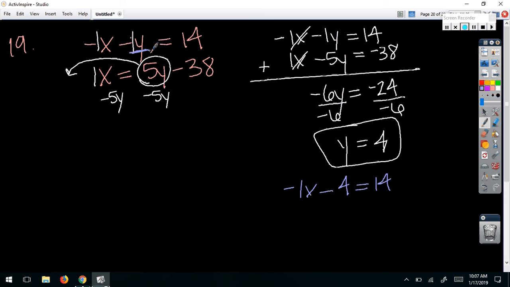How you solve it for x? Add 4. So the 4's are gone. Now I have negative 1x equals 18. What do you do? Divide by negative 1. That's right.